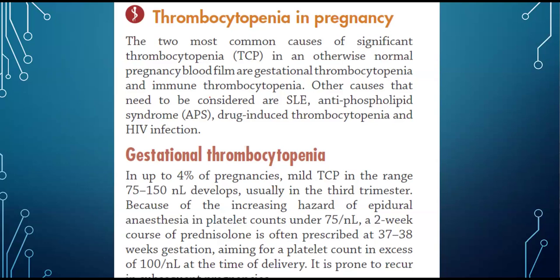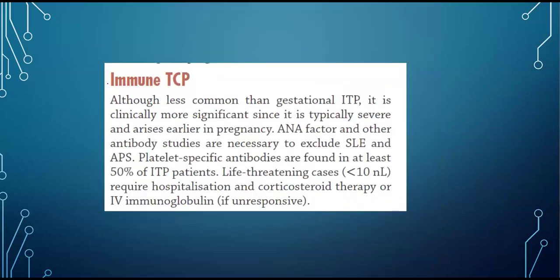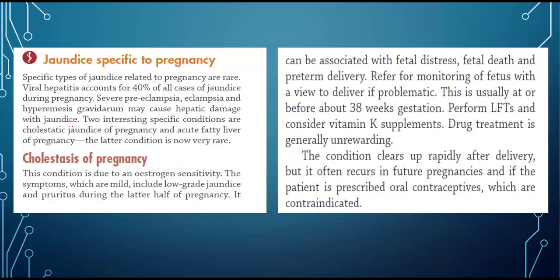Thrombocytopenia during pregnancy. The two most common causes of thrombocytopenia in pregnancy are gestational thrombocytopenia, which is more common, and immune thrombocytopenia, which is less common. And then there are other causes as well. Now, it's not important for exam. You can give it a read in your own time. So we don't need to discuss this in the class. Immune thrombocytopenia is also not important, so it doesn't matter.